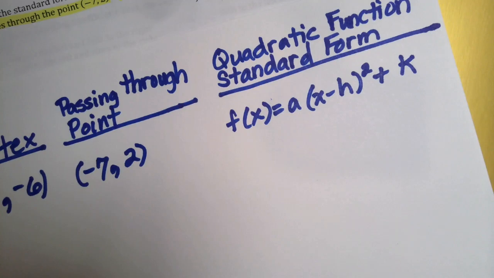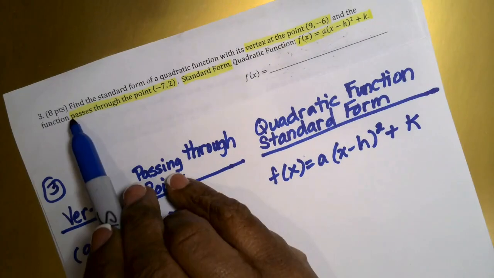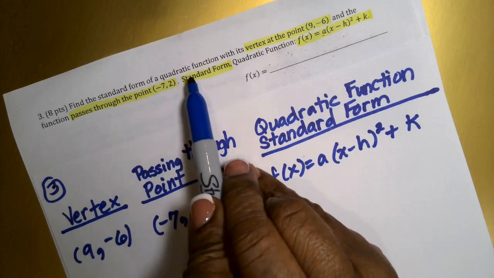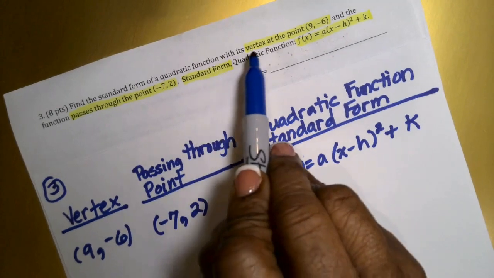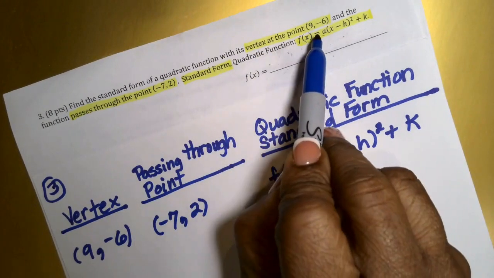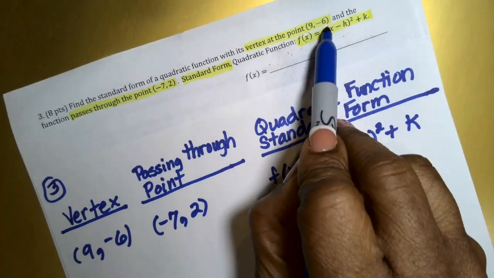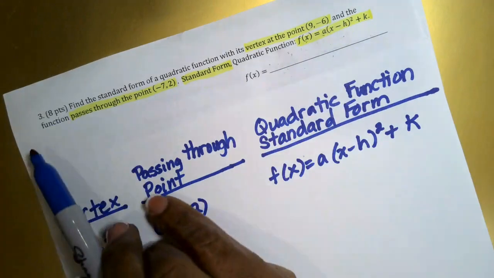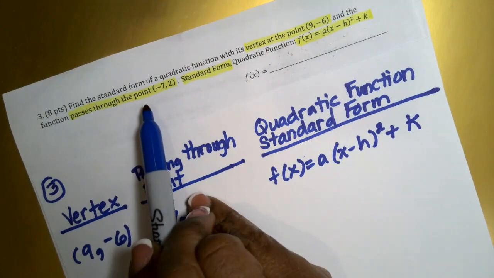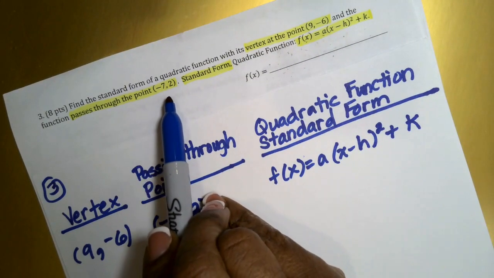Let's find the standard form of a quadratic function together. Let's get started. Find the standard form of a quadratic function with its vertex at the point 9, -6, and the function passes through the point -7, 2.